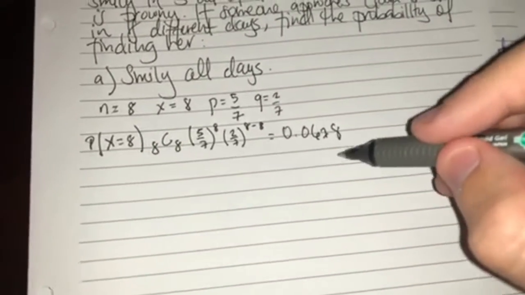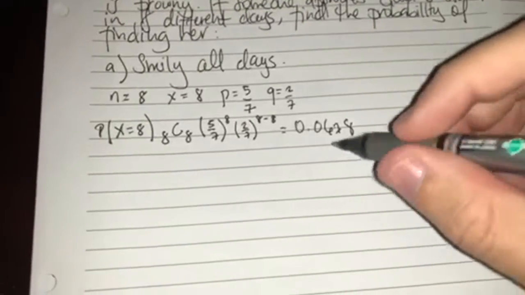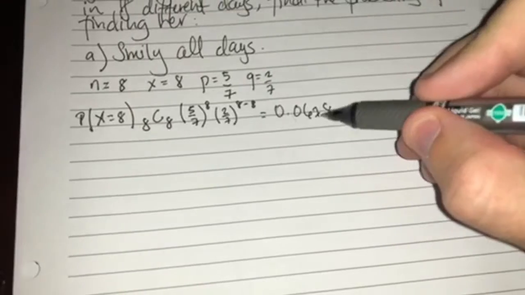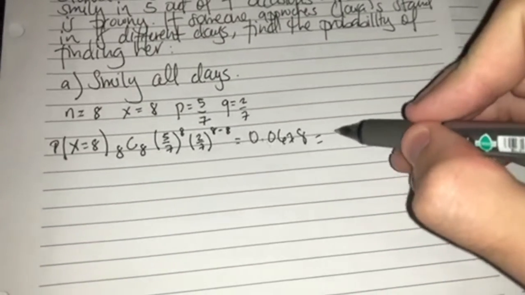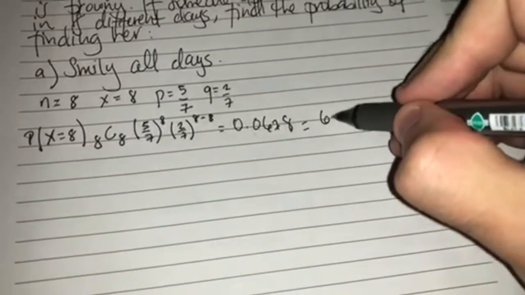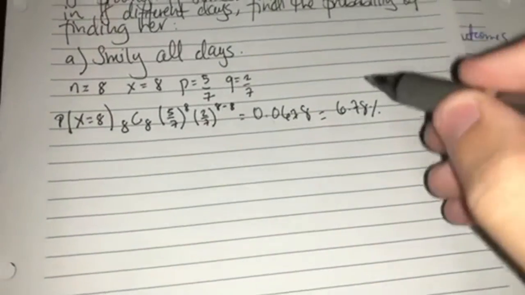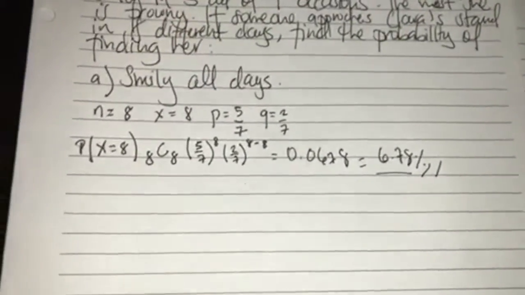So how do you turn this into a probability percentage? You move the decimal point 2 places to the right, and the final answer would be 6.78% probability that Clara is smiling all the days.